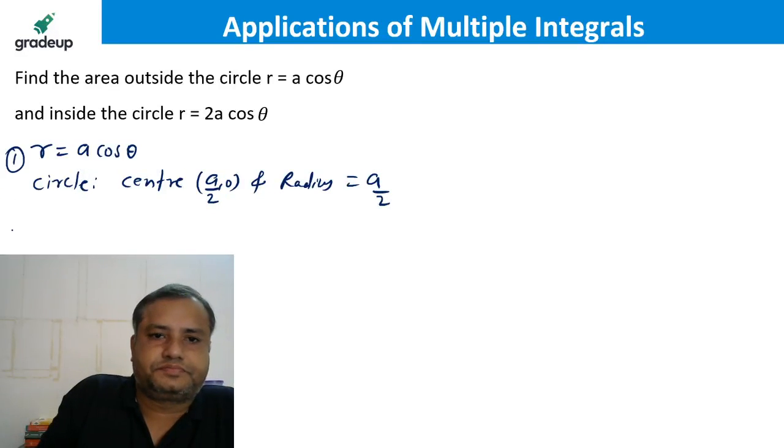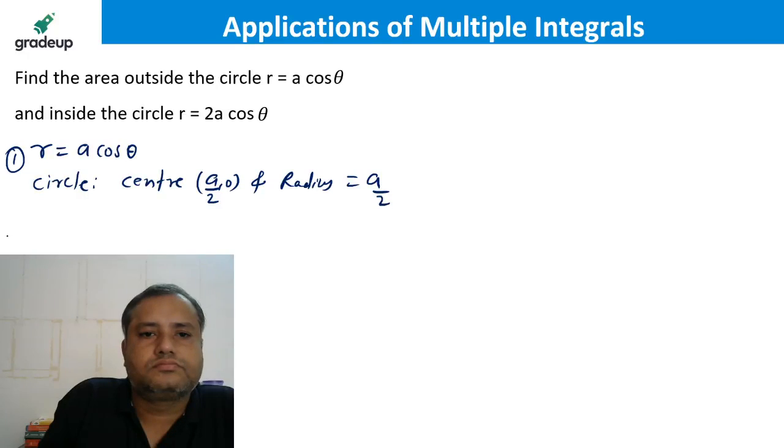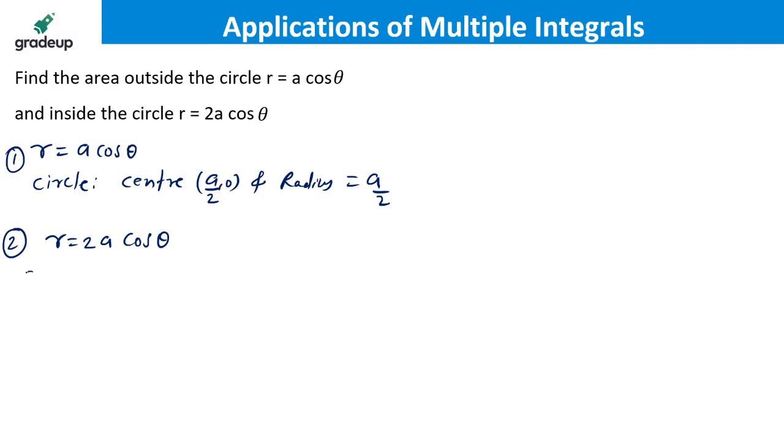That is the first one. r equal to twice a cos theta is again a circle. This is having center at a comma 0 and radius equal to a.